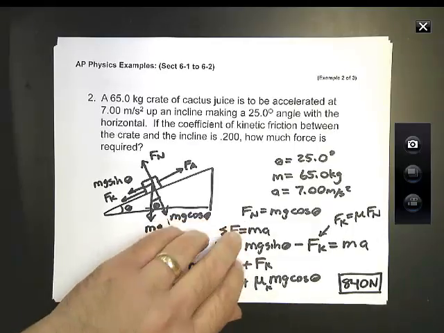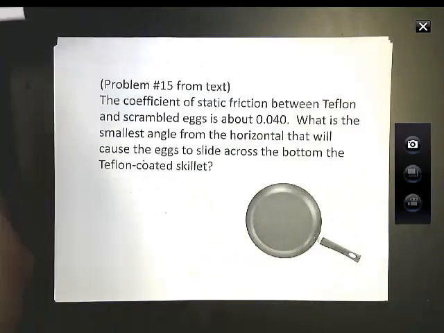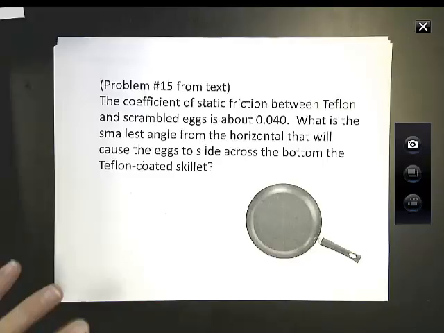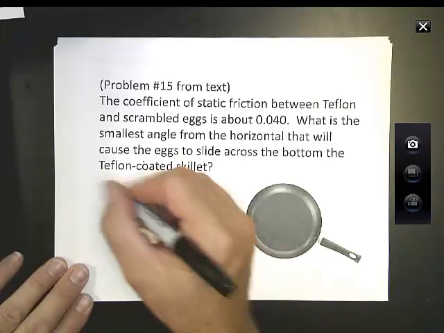I don't want this video to last forever, so we'll just move on here. This is actually one of your assignment problems in the text. It talks about scrambled eggs on a Teflon-coated pan. The coefficient of static friction between the Teflon and the scrambled eggs is about 0.040, really low. What is the smallest angle from horizontal that will cause the eggs to slide across the bottom of the Teflon-coated skillet? Now, this is a tough problem, but a really easy problem at the same time. So I wanted to just give you a hint as how to proceed.